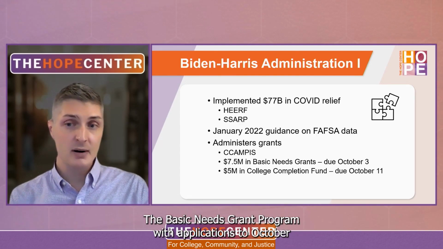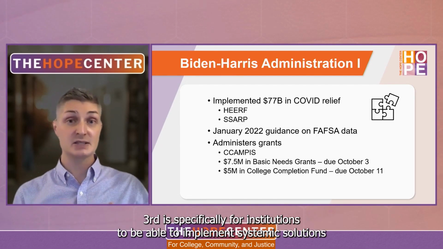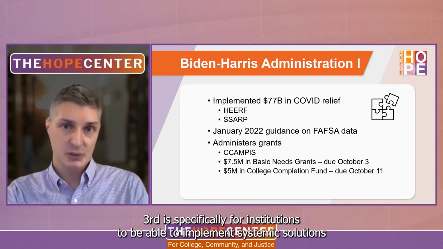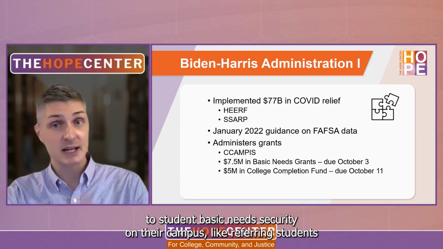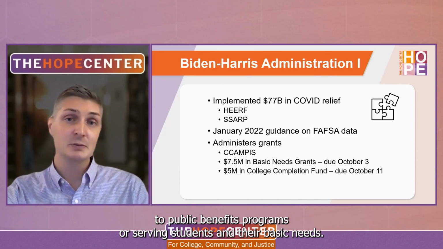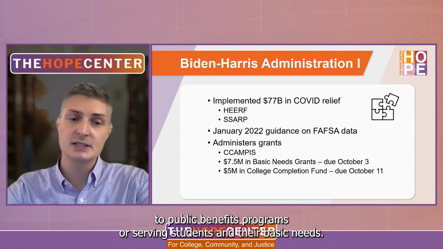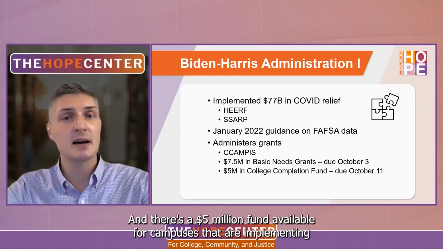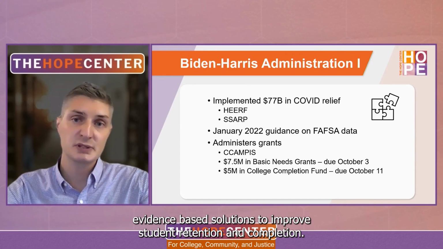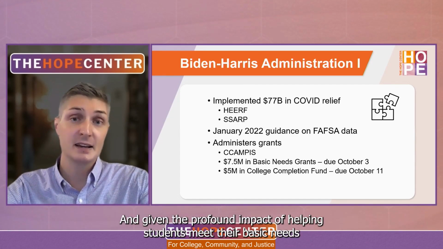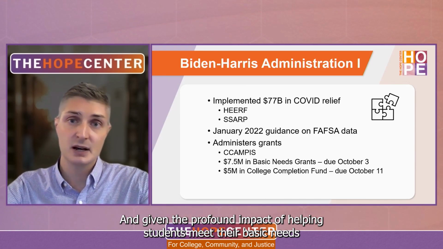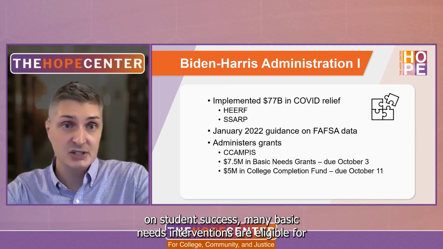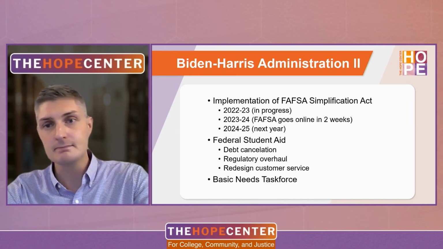The Basic Needs Grant Program, with applications due October 3rd, is specifically for institutions to be able to implement systemic solutions to student basic needs security on their campus, like referring students to public benefits programs or surveying students on their basic needs. And there's a $5 million fund available for campuses that are implementing evidence-based solutions to improve student retention and completion. And given the profound impact of helping students meet their basic needs on student success, many basic needs interventions are eligible for that fund as well.